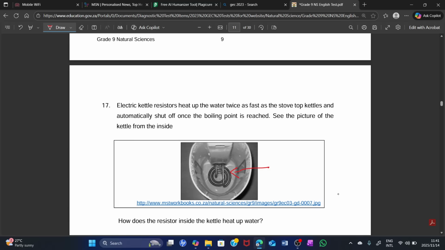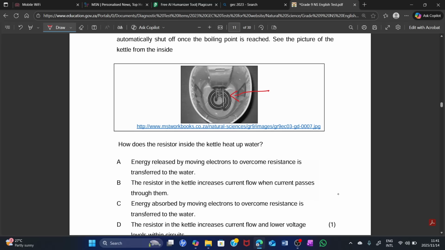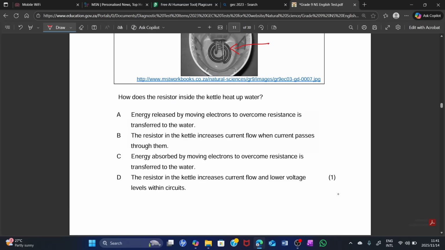Okay, so what did they say about this? They say see the picture of the kettle from inside. All right, yeah. Okay, energy released by moving electrons to overcome resistance is transferred to the water. That's A. That's good.